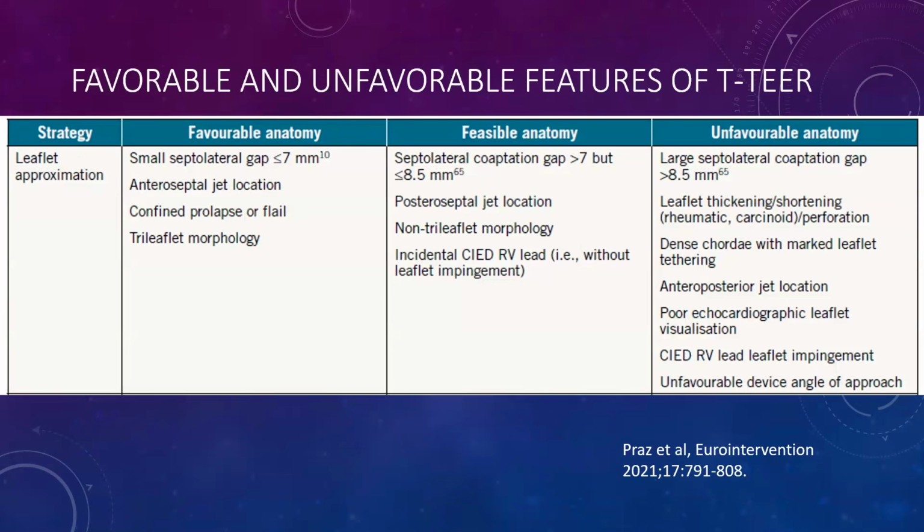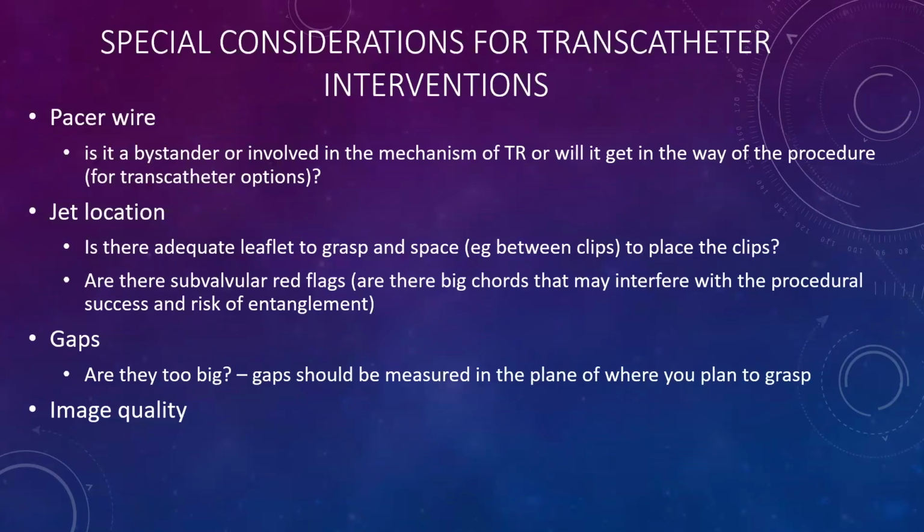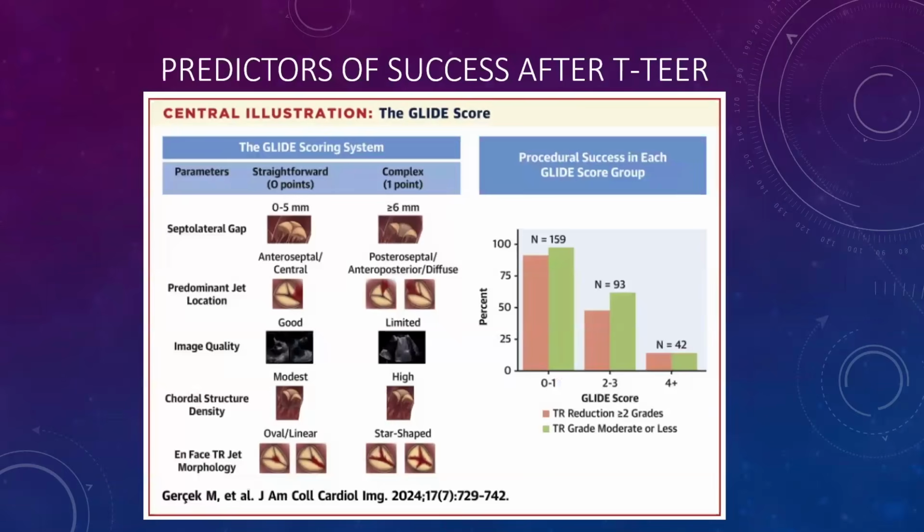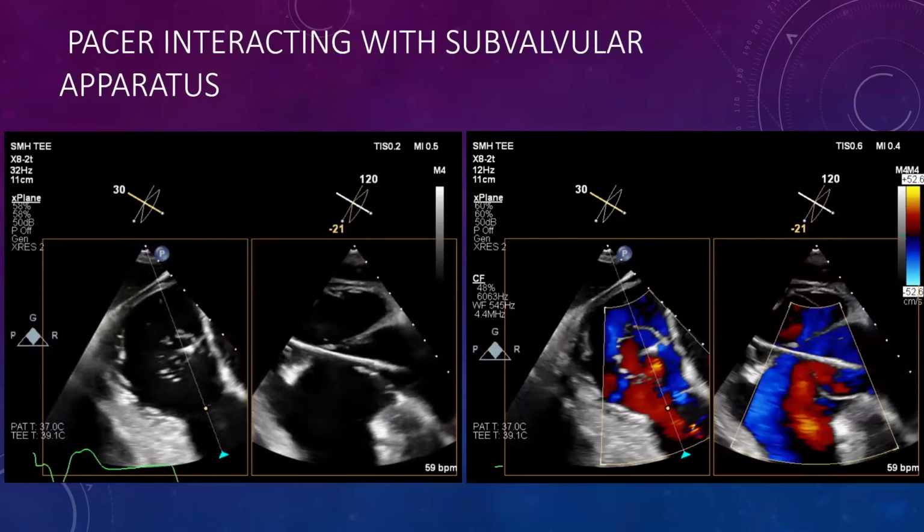Okay, I will just go on to say that in terms of special considerations, we would want to look at things like the pacer wire. Again, is it involved or is it a bystander? Jet location is important in terms of determining the success of procedures, and the gaps should be measured in the grasping view type view, not, for example, looking at the AP gap if we're not putting a clip there. And then just in terms of imaging quality, I'll talk about that for a couple minutes here.